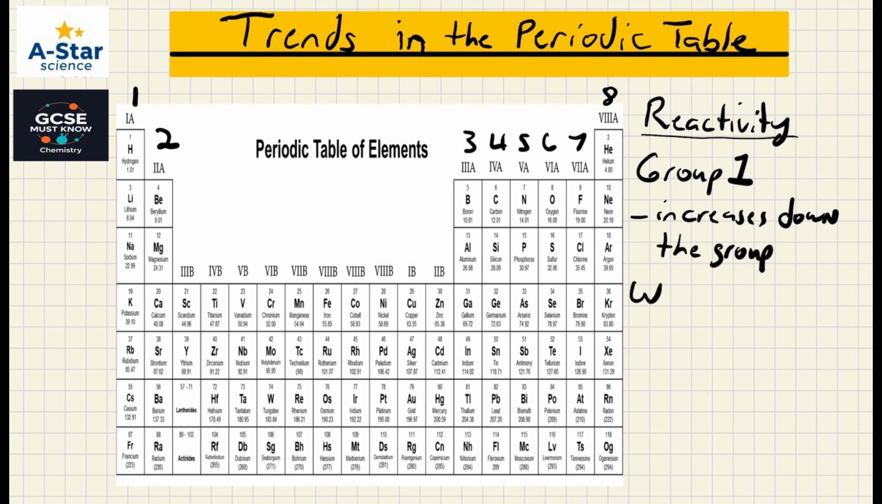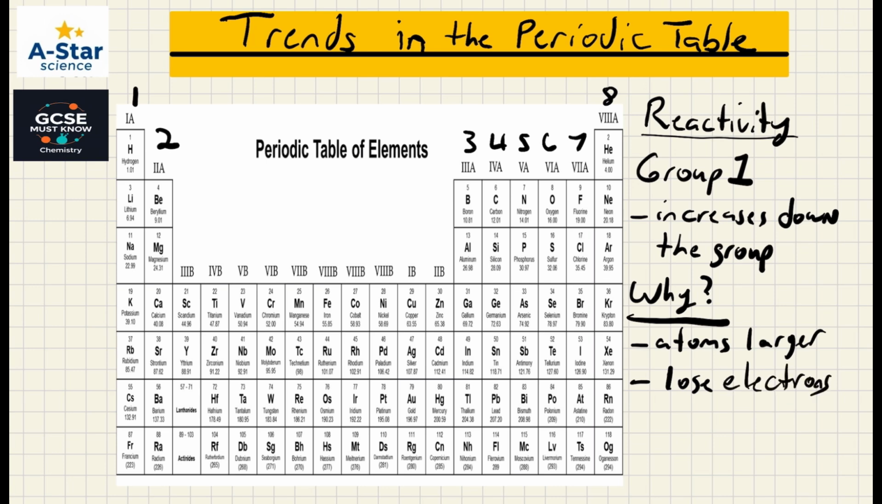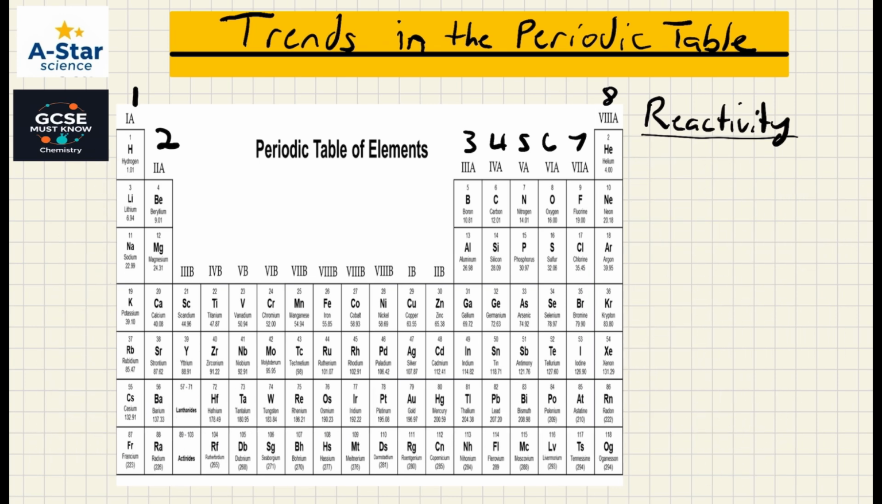And you need to know the reason why as well. This is because the atoms get larger as you go down the group. They have more shells, and so they lose electrons easier. So this is why in group 1, the reactivity increases as you go down the group. Now, this is different for some of the other groups, so we're going to look at that now.